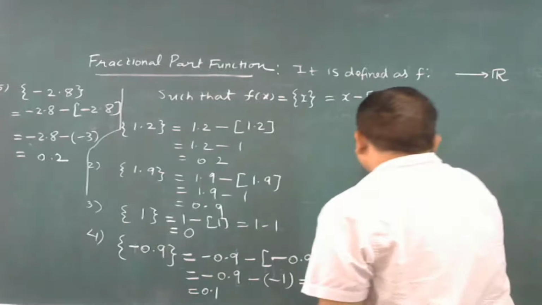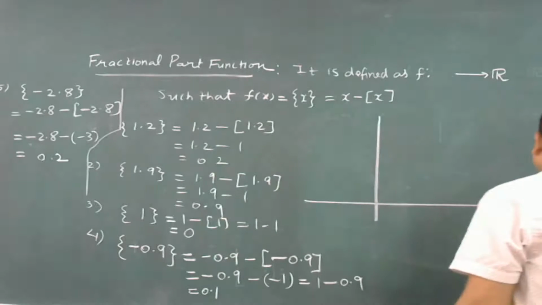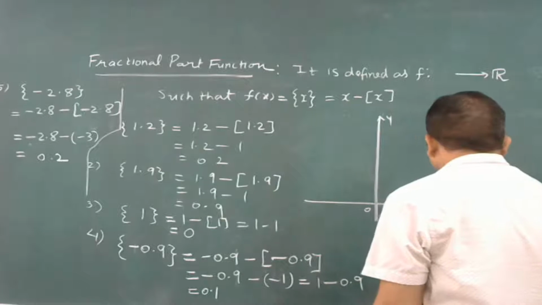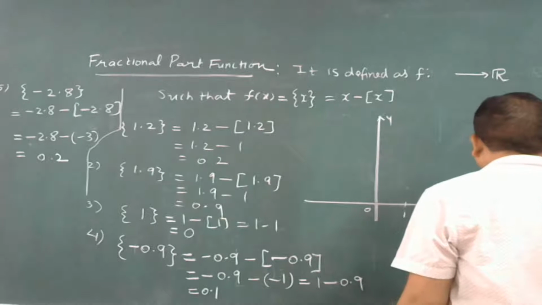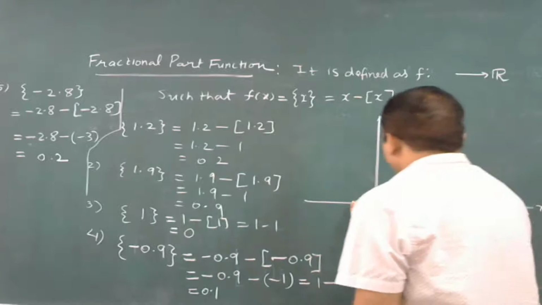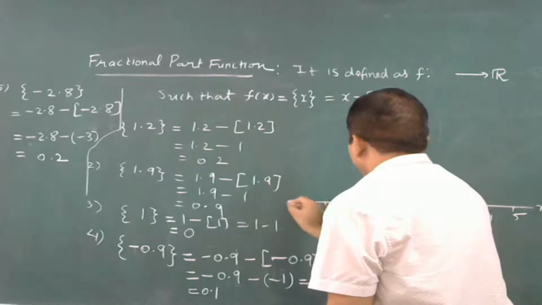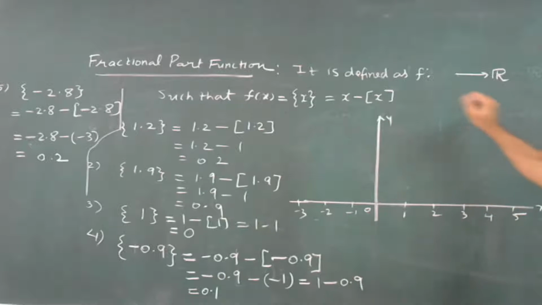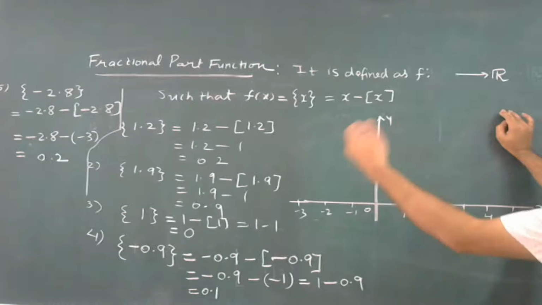These are my x and y axes. Mark the points 1, 2, 3, 4, 5 and the negatives -1, -2, -3. And if you see the values, the images that we finally get never go beyond 1.